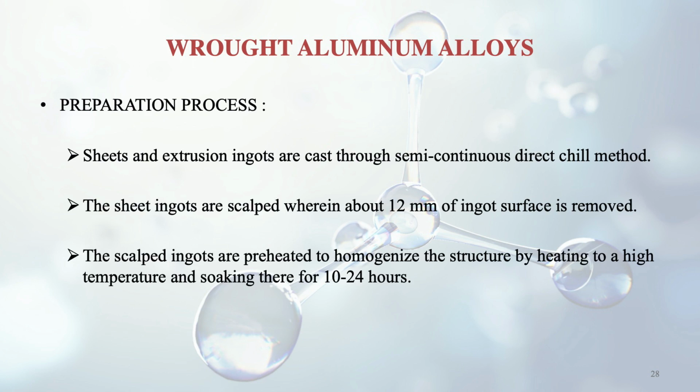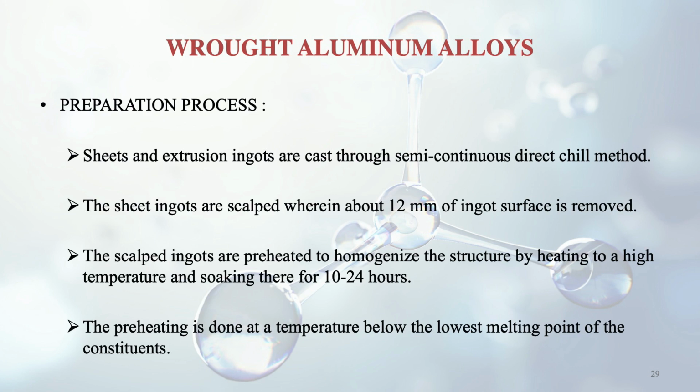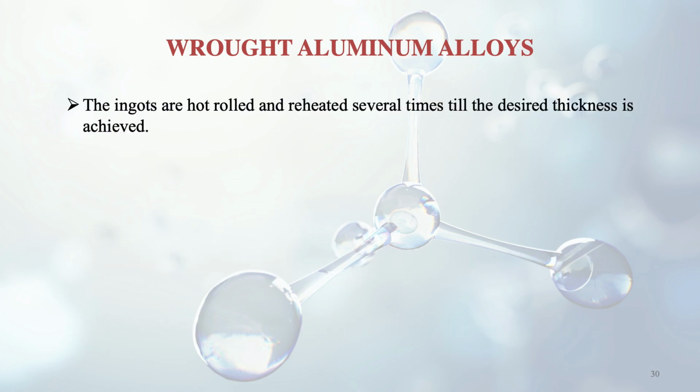The scalped ingots are then preheated to homogenize the structure by heating to a high temperature and soaking there for 10 to 24 hours. So this process of preheating and keeping it at that temperature takes place, soaking it for 10 to 24 hours. This preheating is done at a temperature below the lowest melting point of the constituents. Then these ingots are hot rolled and reheated several times till the desired thickness is achieved. So hot rolling and reheating will take place depending upon the thickness we need in our specimen.